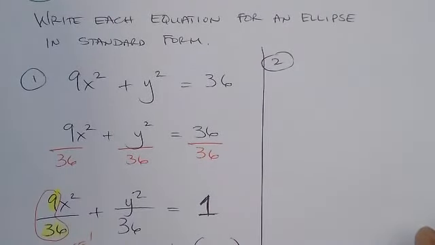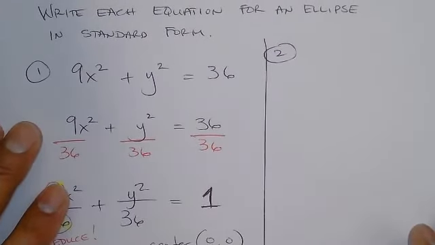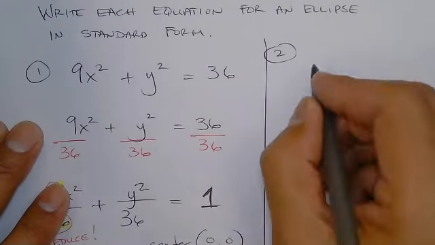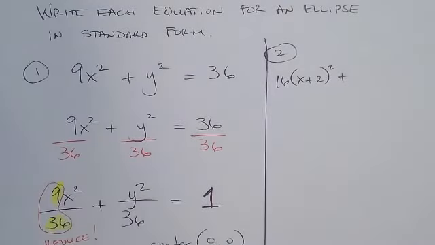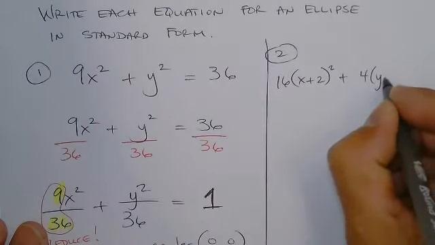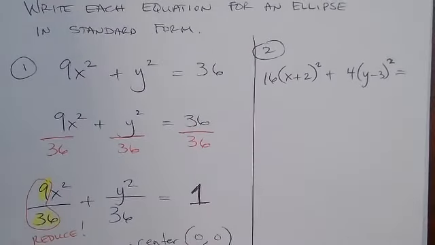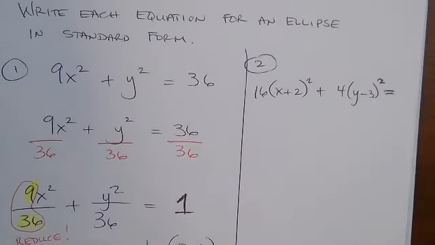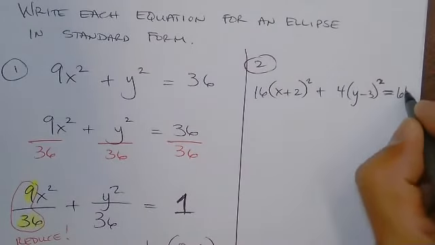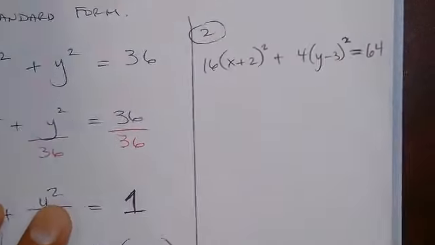How about, let me see, what if I put 16 times x plus 2 squared plus 4 times y minus 3 squared equals 64. That's an equation of an ellipse.